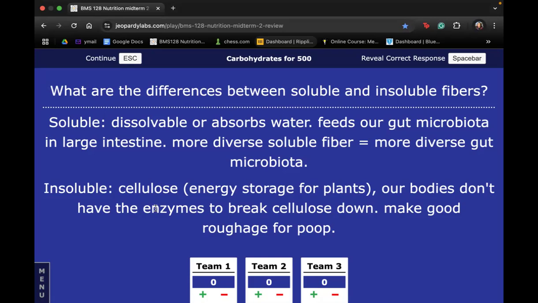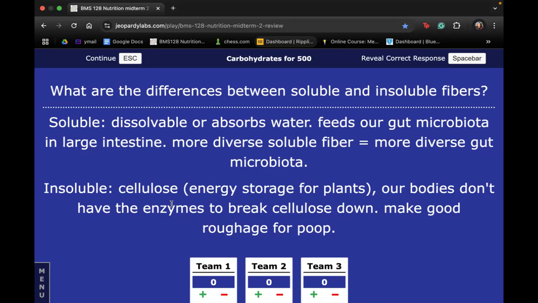Because you're basically getting diverse soldiers to fight off as much of the unwanted foreign objects. While insoluble fiber is also just as important because cellulose, the energy storage for plants, creates roughage. It creates bulk, and that's important to have movement throughout your GI tract to clean it out, and to not have constipation. So, having both is important in your diet.